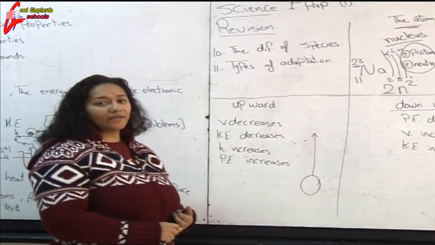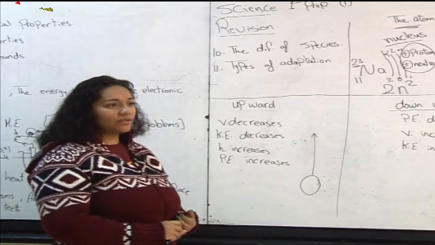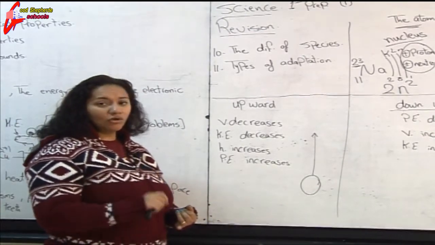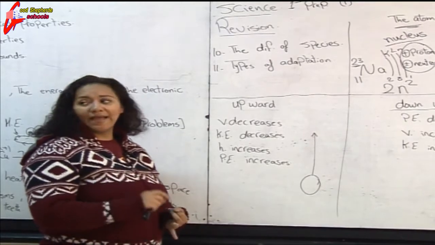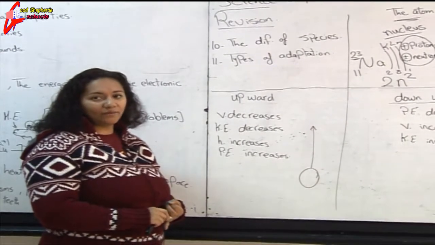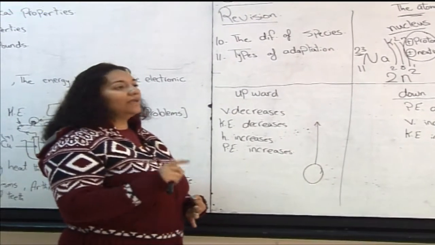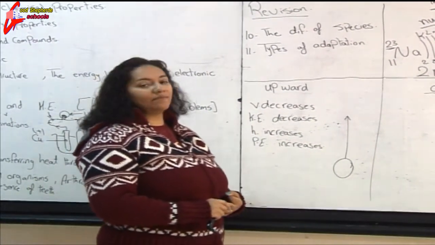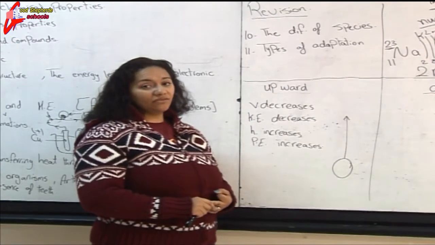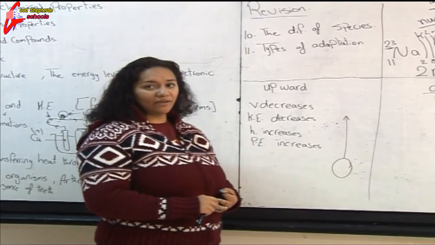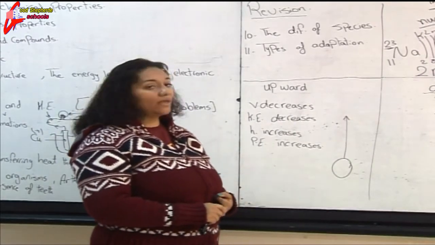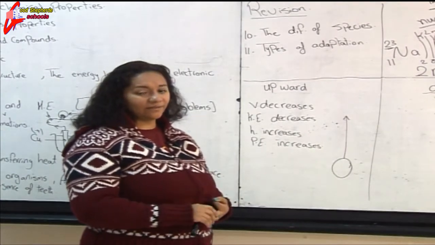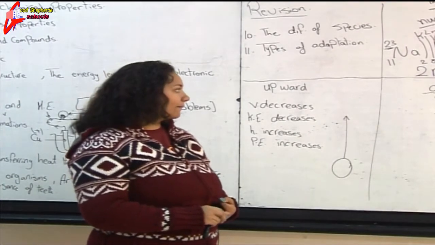Number 2, the structural adaptation, like the foot of a horse, which is called a hoof, and the foot of a camel, which is called a pad. And the last type of adaptation is behavioral adaptation, like birds' migration and the activity of the bat during night, while all birds are active during the morning.